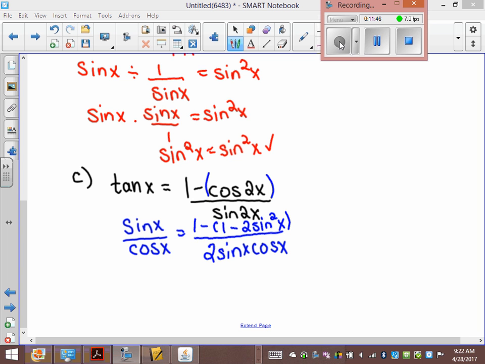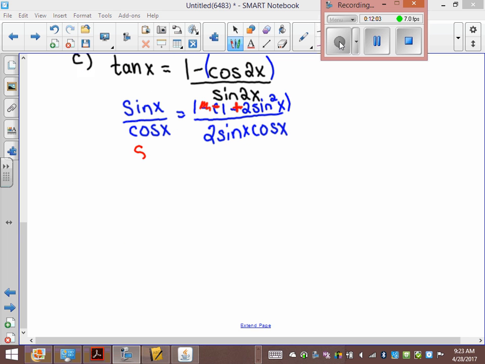Now, this is where people make errors. They forget to put this whole thing in brackets. Anything behind a subtraction sign has to go in brackets, right? So this is going to be subtraction 1, and we're going to add the 2 sine squared. And then this will go away. We just distributed it in.